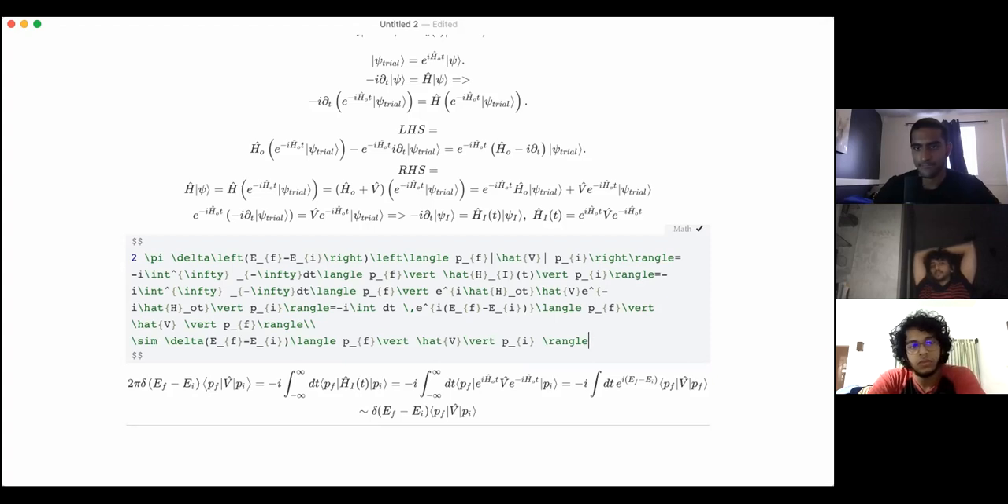Right, so this is using the fact that the delta function is really a Fourier transform of one. This is like a time inverse Fourier transform of one. Here I've just sandwiched the first-order term between two momentum eigenstates. What happens if I have a product now?